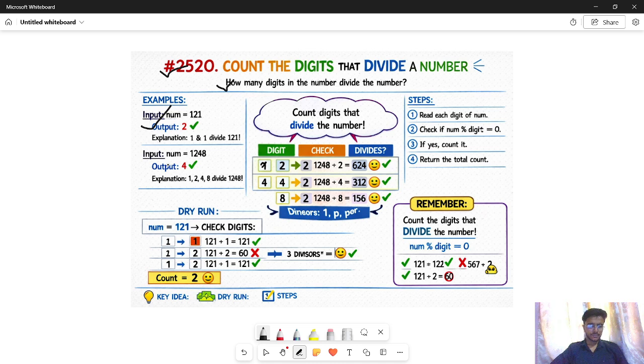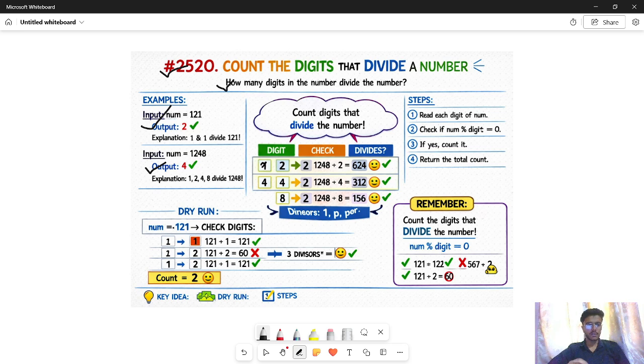Output. Example number 2. Input num equals 1248. Output 4, because all 4 digits divide the given number. Divisible count: 1, 2, 4, 8, total 4.